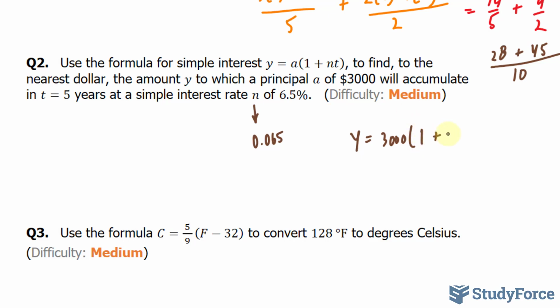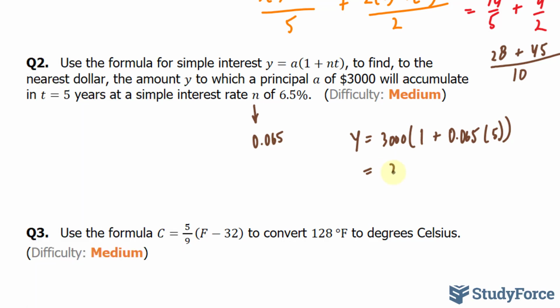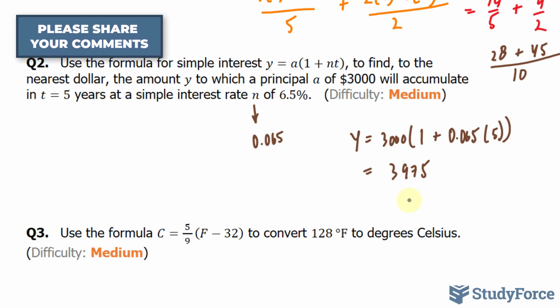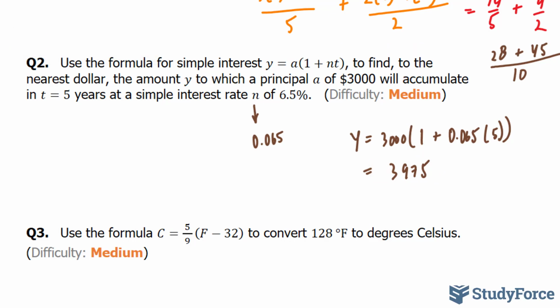1 plus n, which is 0.065, times 5. Let's use our calculator. 3,000 bracket 1 plus 0.065 times 5, and that gives us 3,975. This means that after starting off with $3,000, you have a surplus of 975.